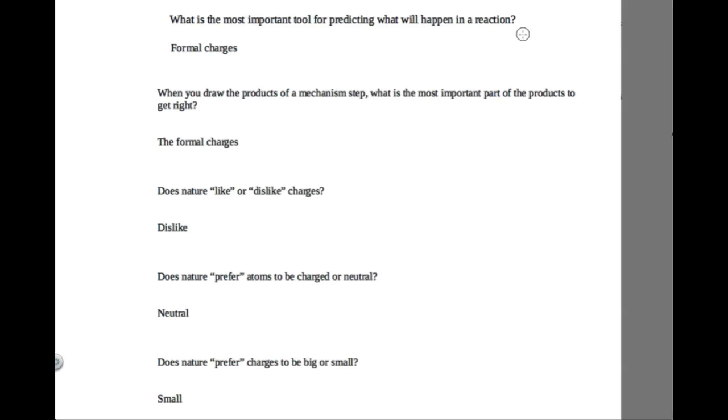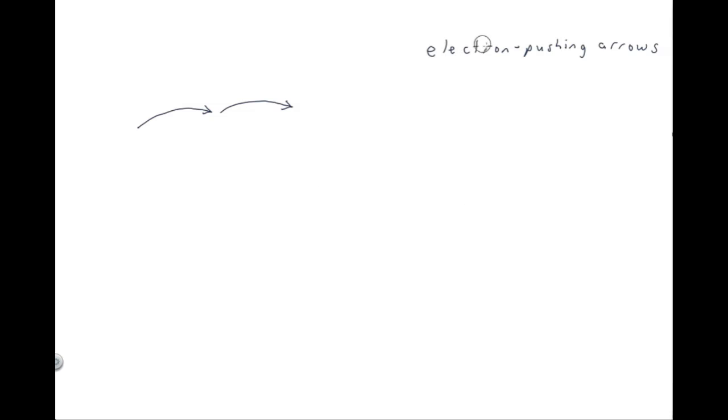Now, when you are predicting what will happen in a reaction, that means that you are predicting the mechanism for that reaction. And I hope you already know that you show the mechanism for a reaction by drawing curved arrows. The mechanism for the reaction is represented by drawing curved arrows, which are also called electron-pushing arrows. So now we need to discuss how we can use formal charges to correctly draw the electron-pushing arrows. Let's discuss how to draw those electron-pushing arrows.